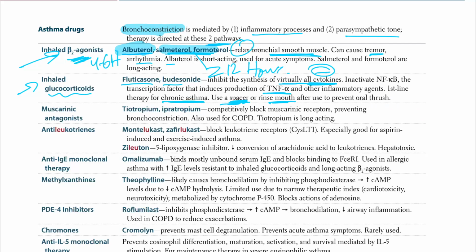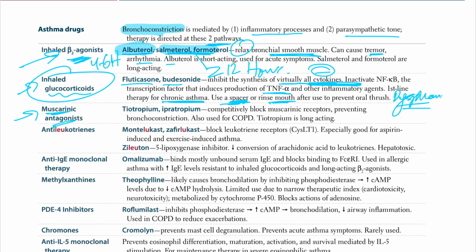The other complication they can present with is dysphonia. What is dysphonia? It is due to myopathy of the laryngeal muscles. So dysphonia can happen in these patients. What are glucocorticoids doing? You're just trying to inhibit all inflammatory things: cytokines, TNF-alpha, anything with inflammation. Used in chronic asthma.